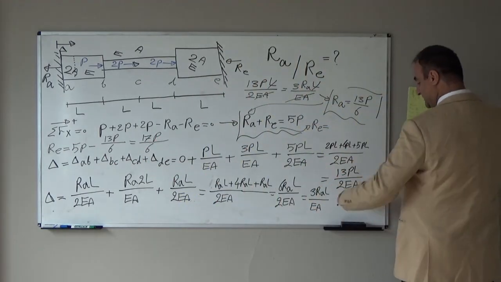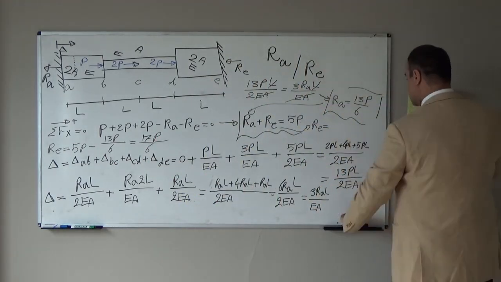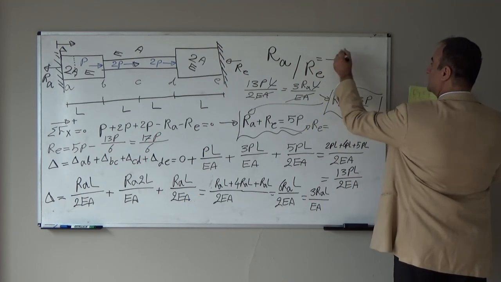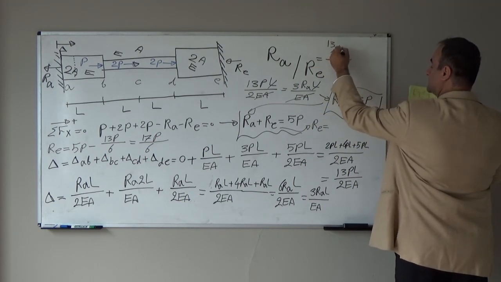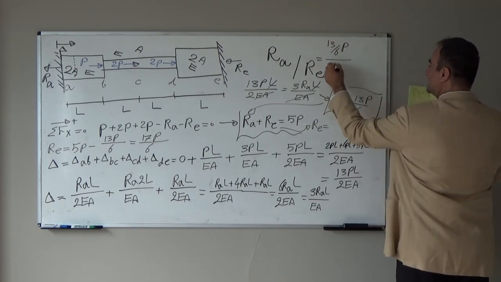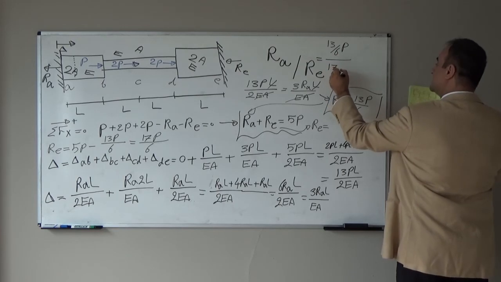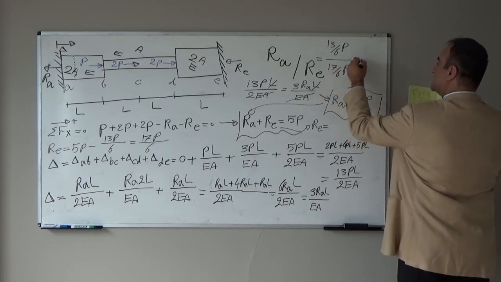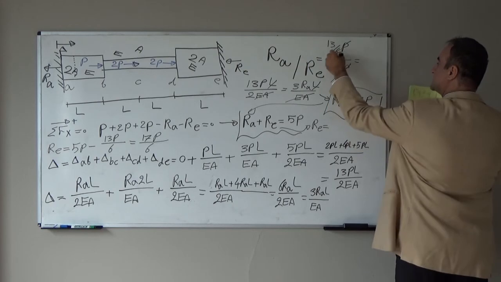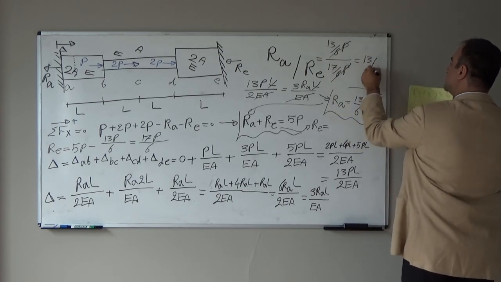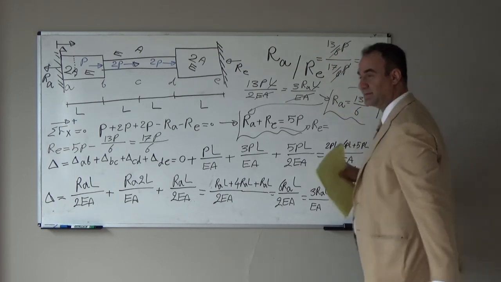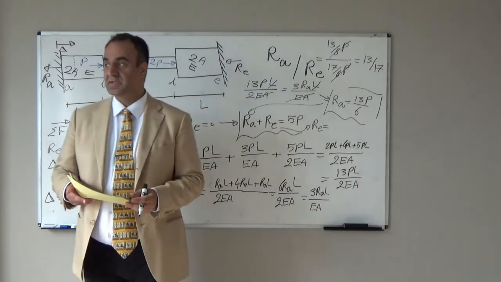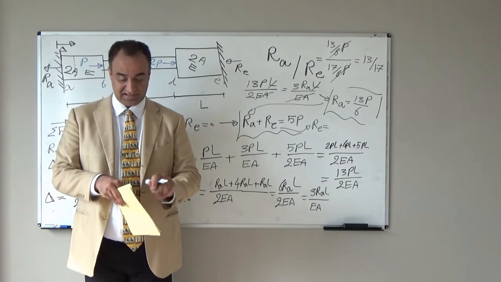If we divide these together, we will have 13 over 6P divided by 17 over 6P. P and P cancel, 6 and 6, it will be 13 over 17. This will be the ratio for this fraction.